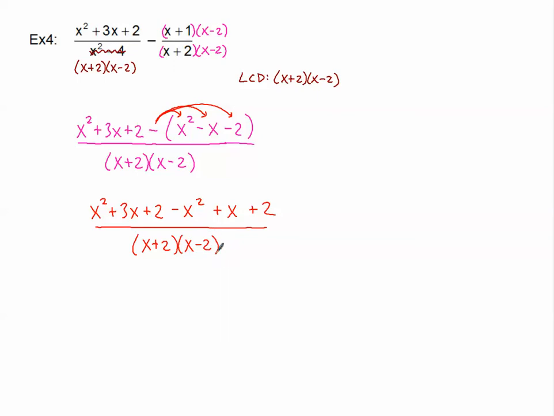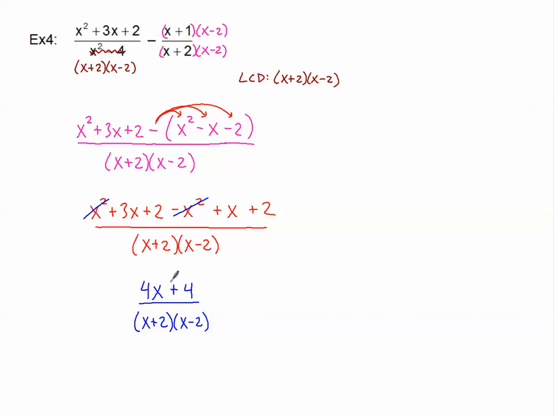Get the denominator here. So now let's see what we have when I gather the like terms. I've got x squared take away x squared. Well, those actually cancel away. I've got 3x and 1x make 4x. And I've got 2 plus 2 make 4. Now I know what I have in the numerator.